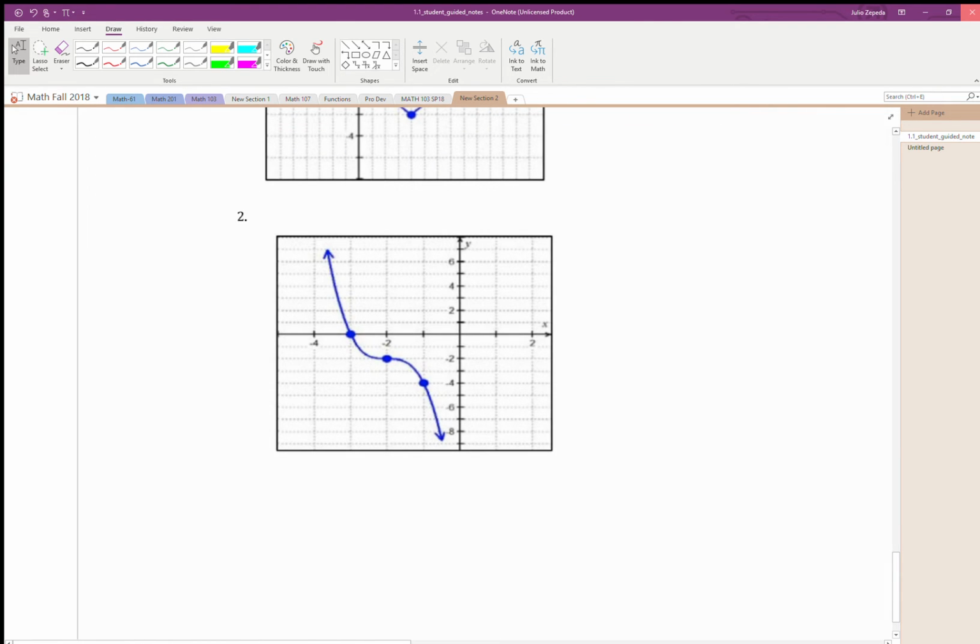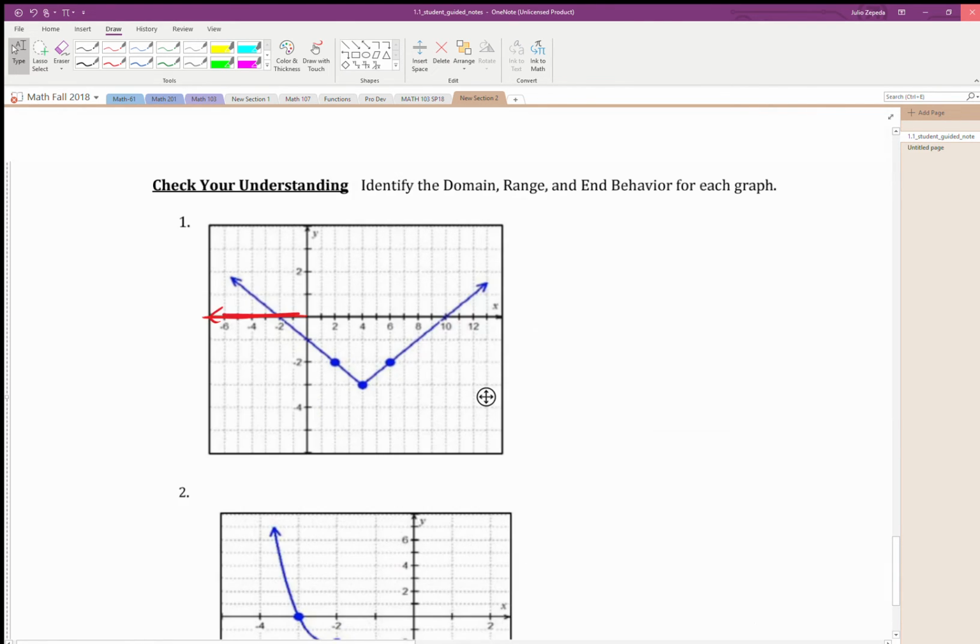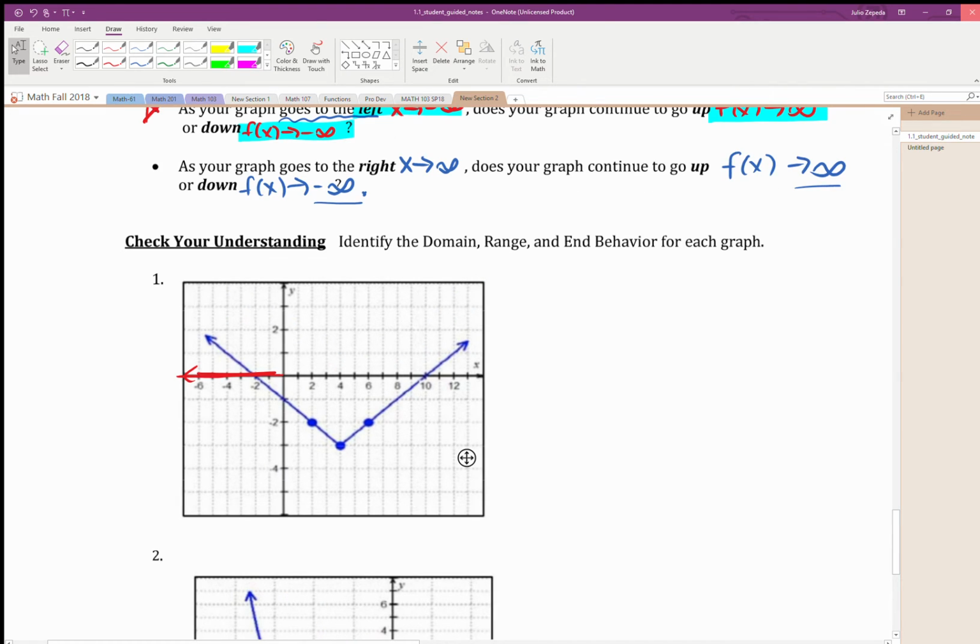We'll go ahead and look at a couple more examples on these ones. I'm going to do all 3 parts, and that's what you're going to actually do today on your assignment. You're going to be asked to find the domain, the range, and the end behavior for each graph that you're going to be looking at.